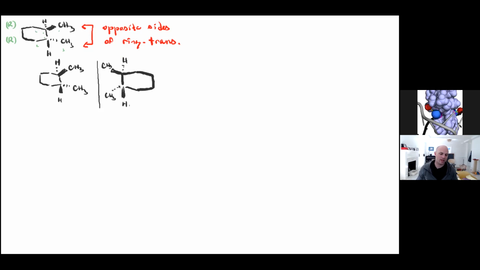Okay, and so that's what I've done here. And so these two molecules are in fact non-superimposable. They are enantiomers. If you take the image on the right and flip it over to try and get the cyclohexane rings lined up, what you find is that the methyl groups don't line up. And so these are enantiomers.